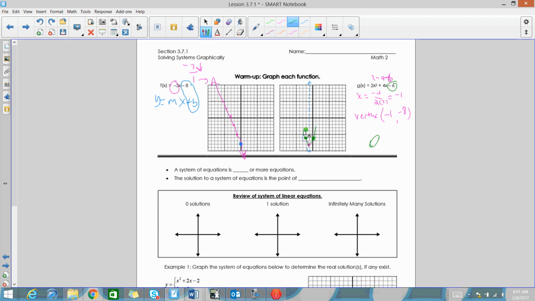Now the last thing that I need are my x-intercepts. Because it is in standard form, I'm going to erase all this and factor. I realize right away that 2, 4, 6 are all divisible by 2, so I can factor out a 2 first. So I get x squared plus 2x minus 3.